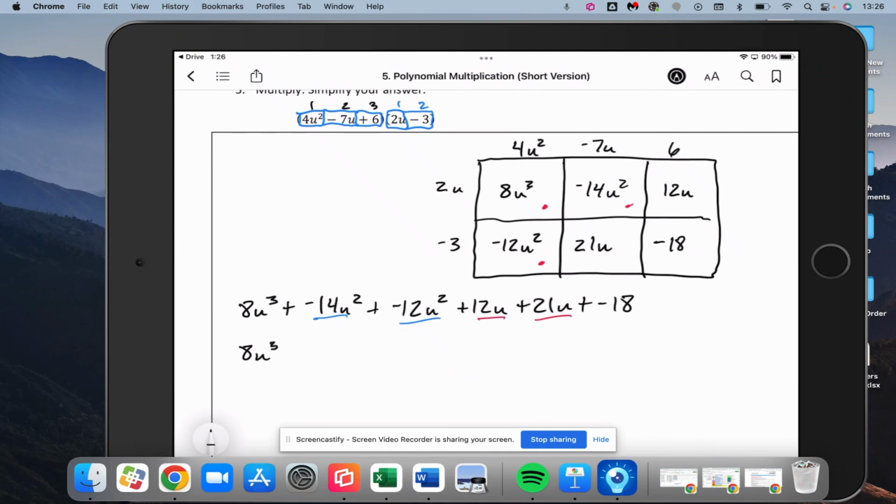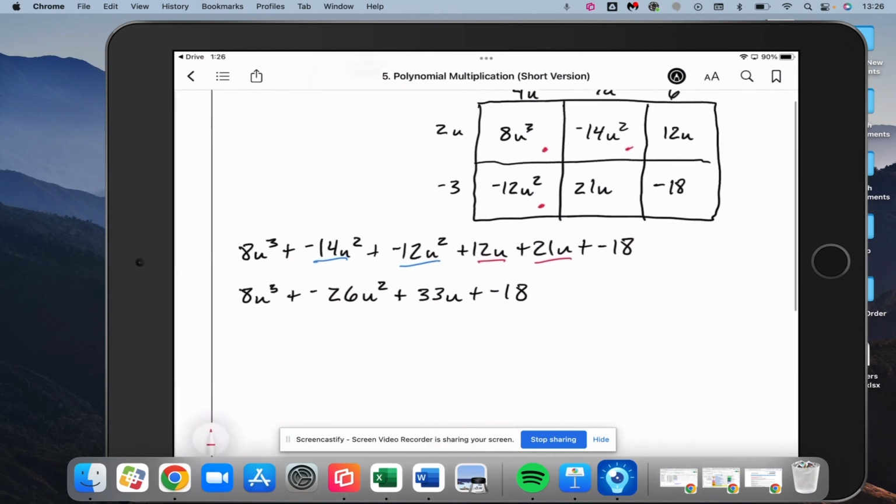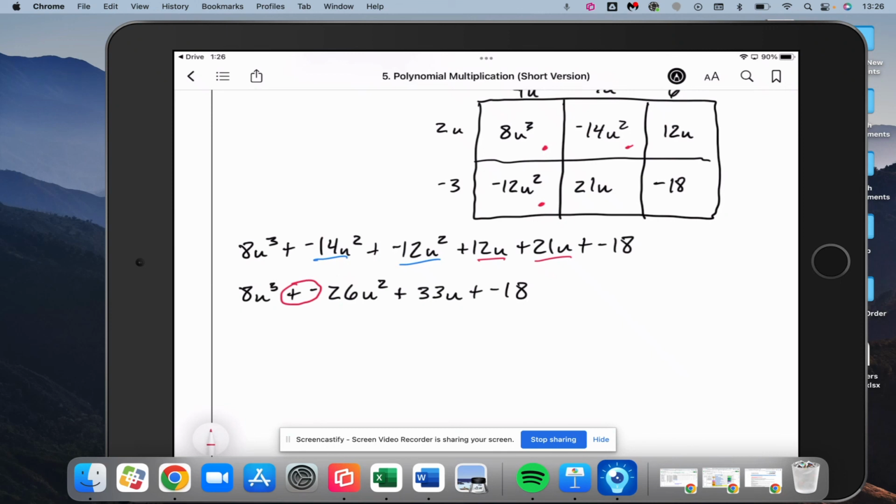8u to the power of 3. Negative 14 and negative 12 makes negative 26u to the power of 2. 12 and 21 makes 33u. And then we still have a plus and negative 18. Now to clean up our signs, we see that we have a conflict here and a conflict here. So those are going to become negatives or minus, however you want to view that. 8u to the power of 3 minus 26u to the power of 2 plus 33u minus 18.